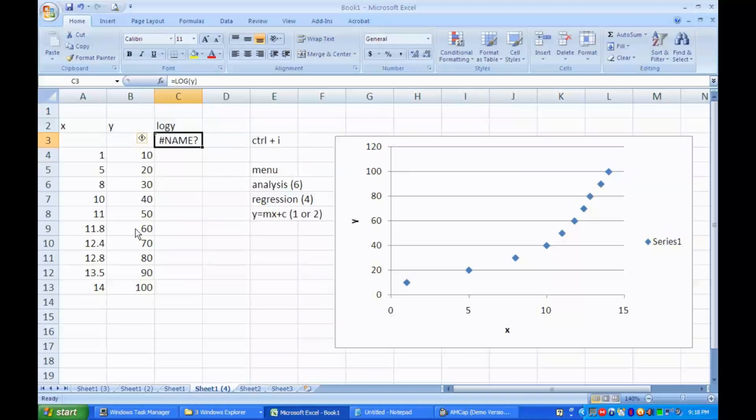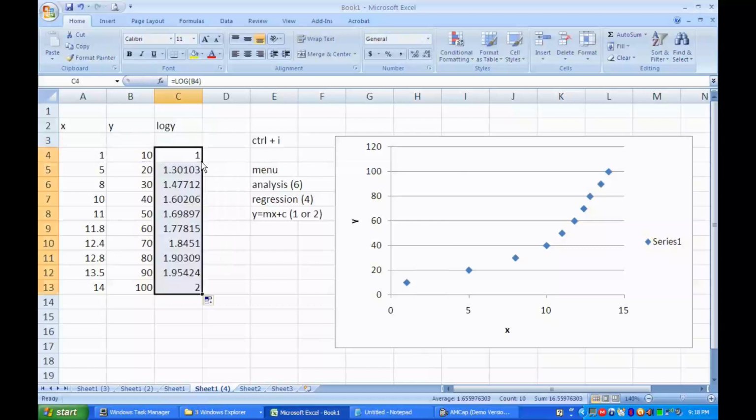Of course, in Excel it doesn't work out so well. So on Excel, it's simply a bit like that. And you would do this.